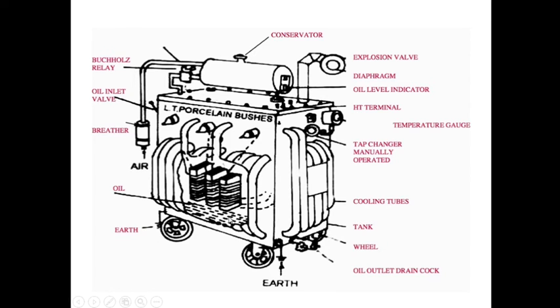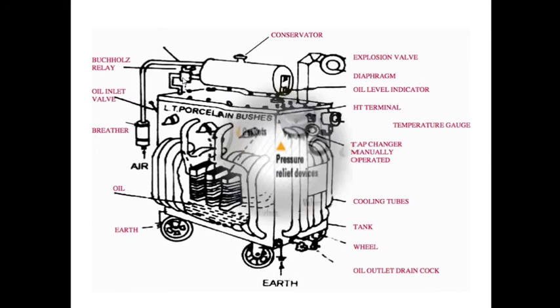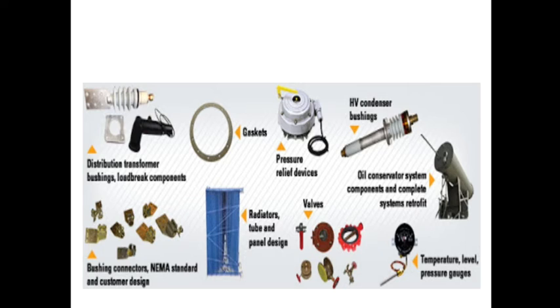Earthing, body earthing, the inside oil, the oil, and this is the breather, inside silica gel, oil inlet valve, Buchholz relay. These are the different components of a power transformer: the bushing of LV side, the bushing of ST side, and this is the pressure relief devices.